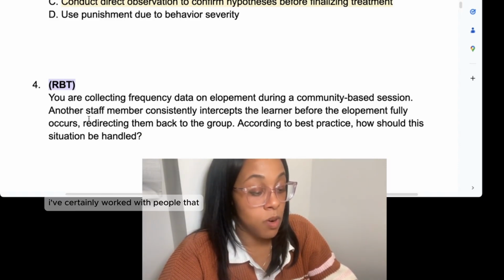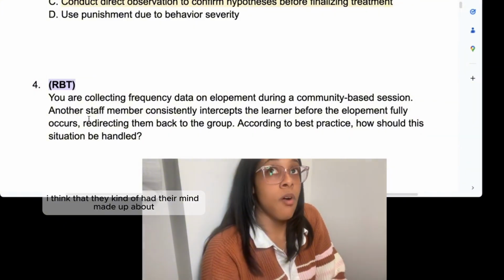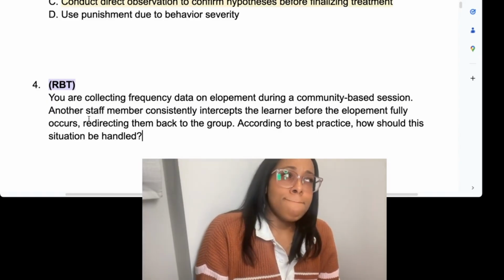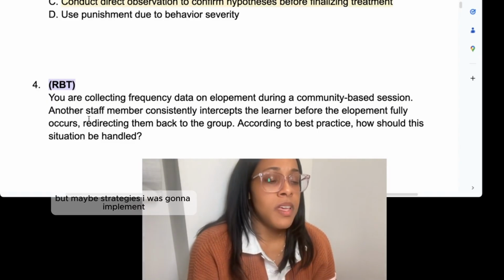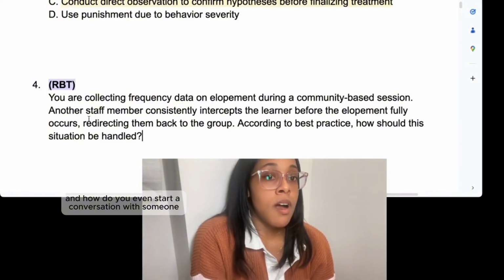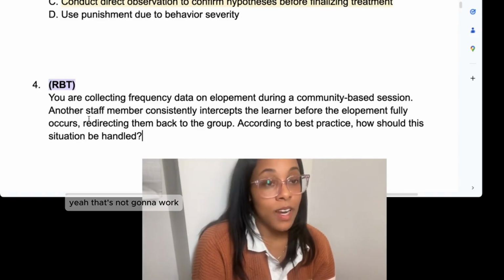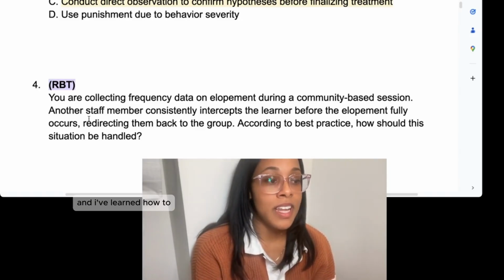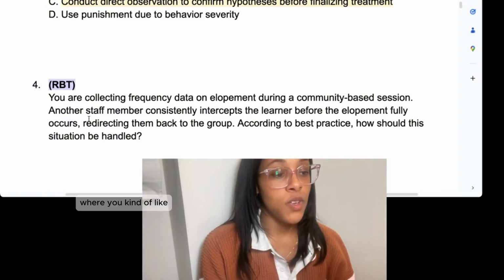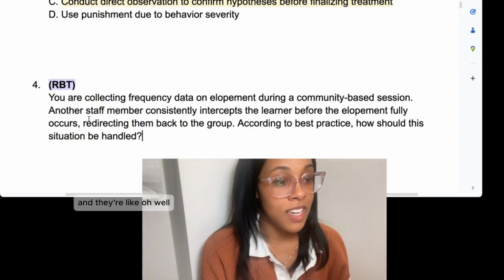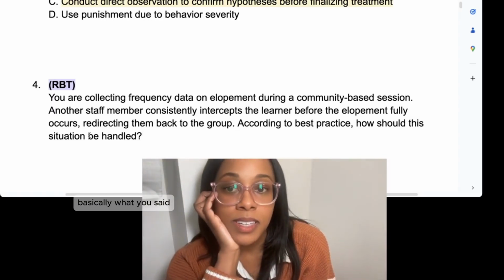I've certainly worked with people who had their mind made up about, I won't say me, but maybe strategies I was going to implement. And how do you even start a conversation with someone who has said, yeah, that's not going to work? That has happened to me so many times. And I've learned how to sometimes have guided conversations where you help them come to an idea. And they're like, oh, well, what about this? And you're like, that's a great idea, even though that's basically what you said.